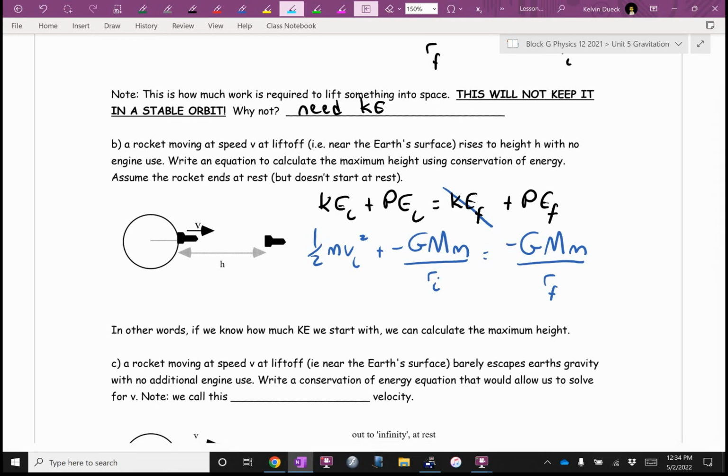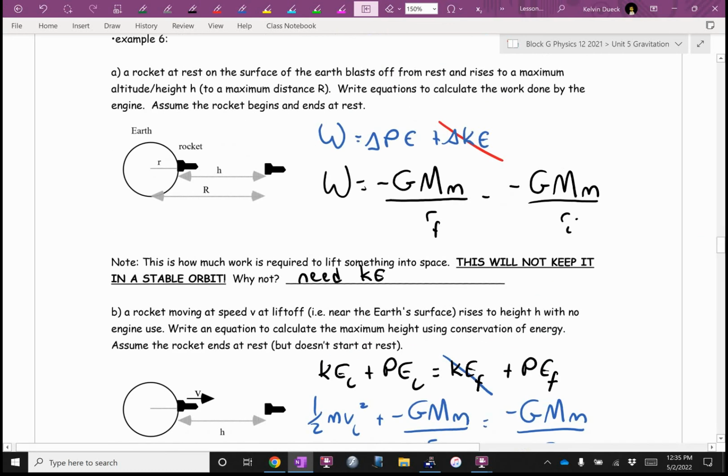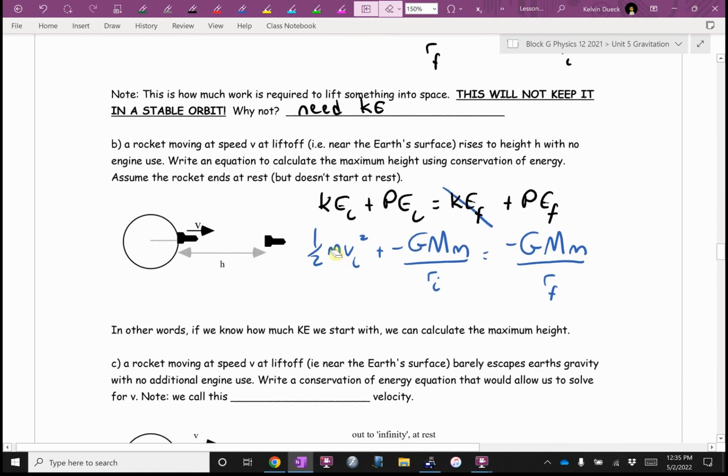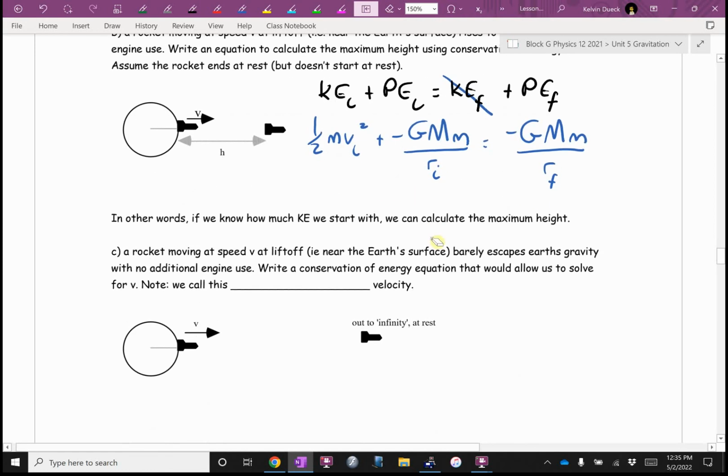Does little m cancel here? Yeah. Does it cancel here? No. Which makes sense. It should take more rocket fuel to send the space shuttle up than a tiny satellite. But a tiny satellite and the space shuttle will both hit the ground at the same speed. A space shuttle will do more damage, but that's not what the question's asking. So I wrote here, if we know how much KE we start with, we can calculate maximum height. And in reverse, if I know my maximum height, I can tell you how fast I'm hitting the ground.